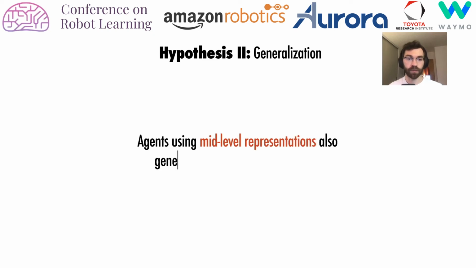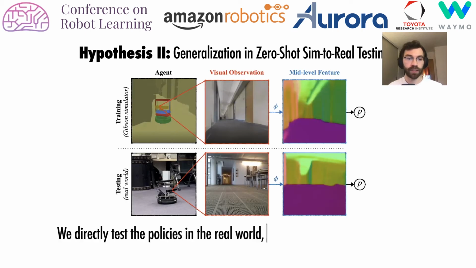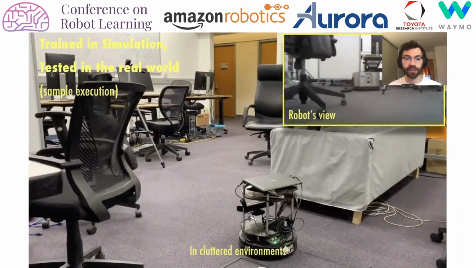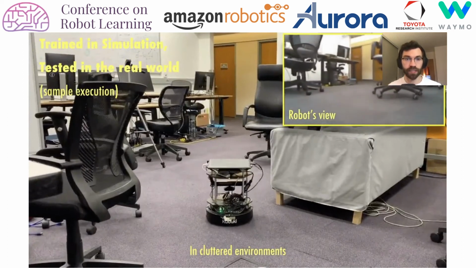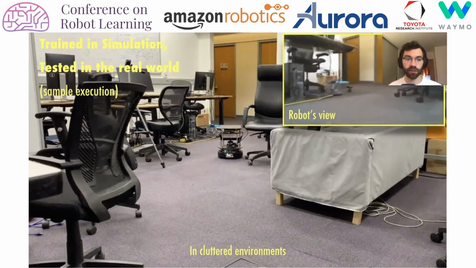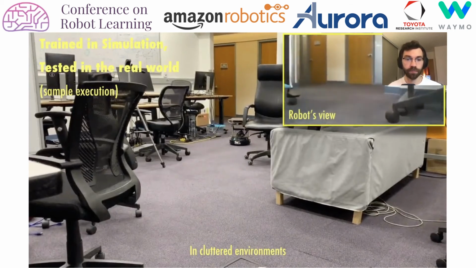Agents using mid-level representations also generalized from simulation to real-world contexts. We tested this by training agents in the Gibson simulator to navigate to target points, and then applied these policies on a real Turtlebot 2 in a new space where the agent had no prior knowledge of it and no period for adaptation. Here you can see an example episode of an agent trained using mid-level features, gracefully navigating through a cluttered environment to a target coordinate that's around the corner in the far side of the frame.